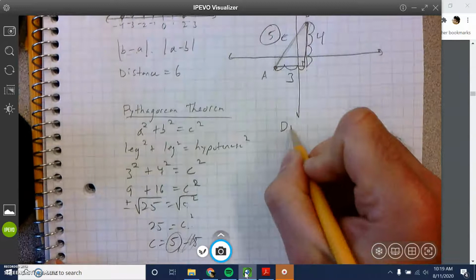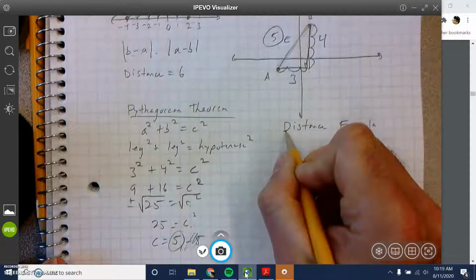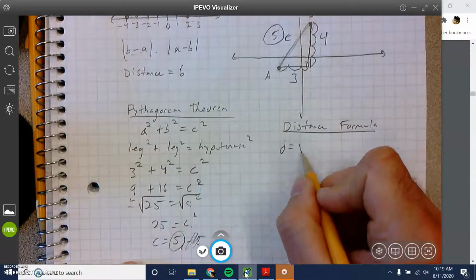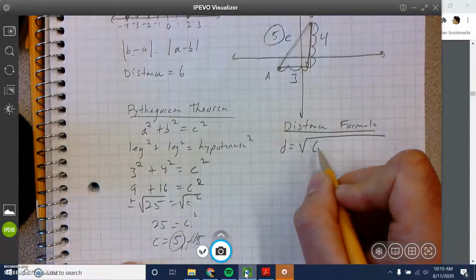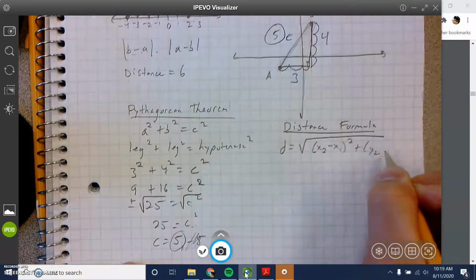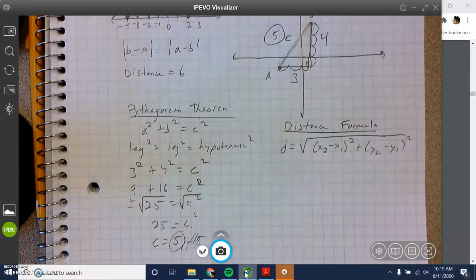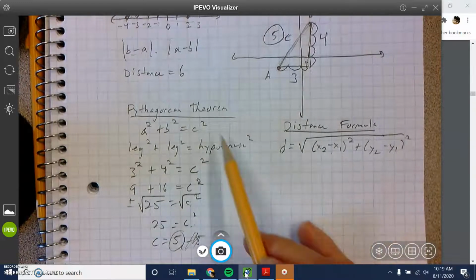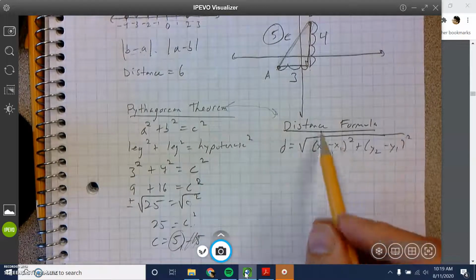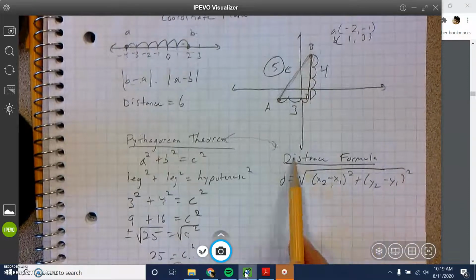The other way is the distance formula. Bam. So distance formula. That's going to be d equals the square root of x2 minus x1 squared plus y2 minus y1 squared. Now that looks pretty complicated. You're like, what is this? Where did we get this from? Well, this and this is the same thing. And so x2 minus x1, use these coordinates up here.